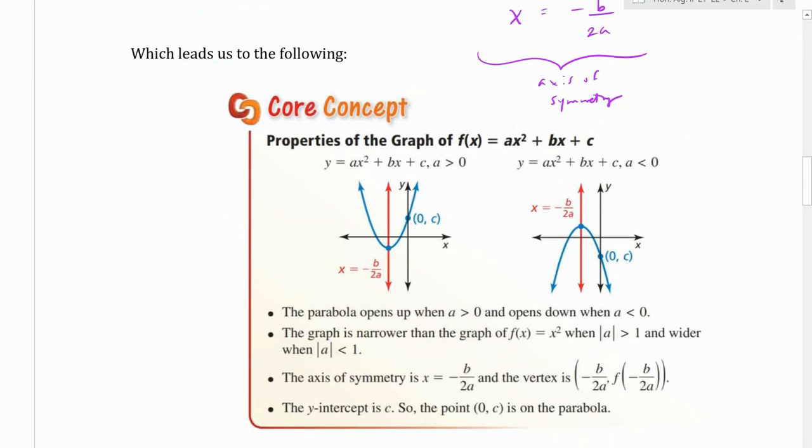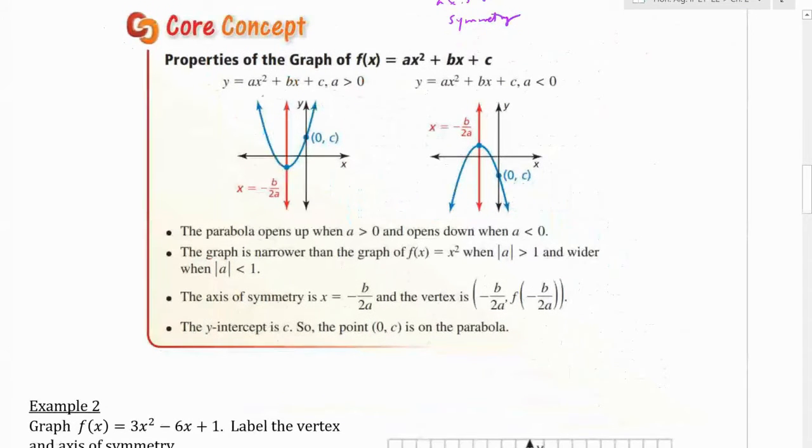Now let's use it, because we're just kind of walking your way through it. When you write stuff in standard form, if a is positive, you know it opens up. If a is negative, you know it opens down. That axis of symmetry is going to be x is equal to opposite of b over 2a. And then right there, that point, the vertex, will be the opposite of b over 2a.